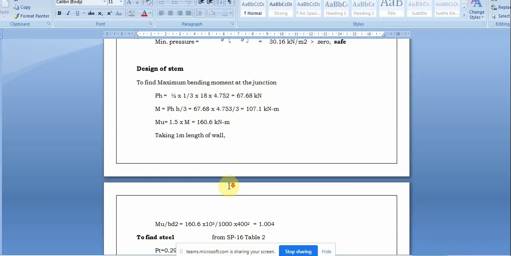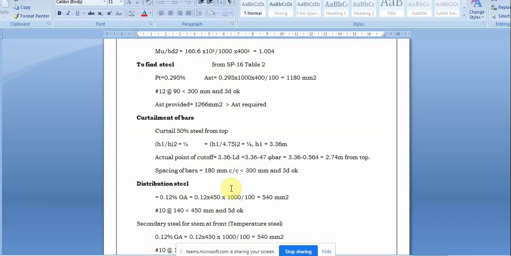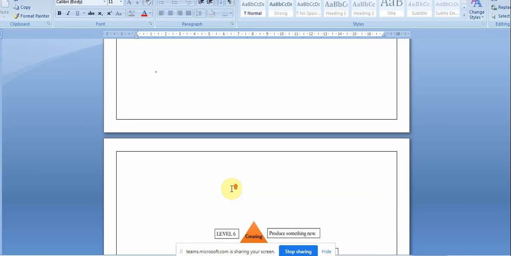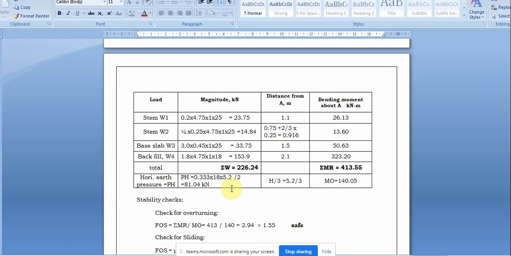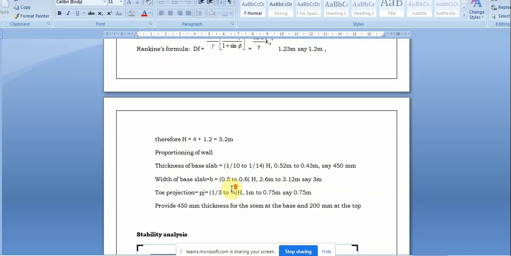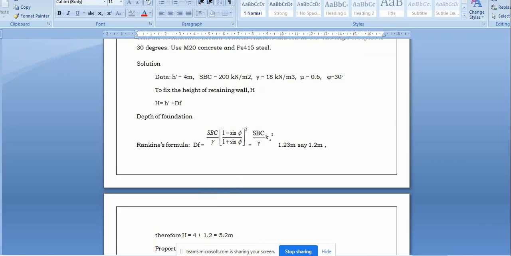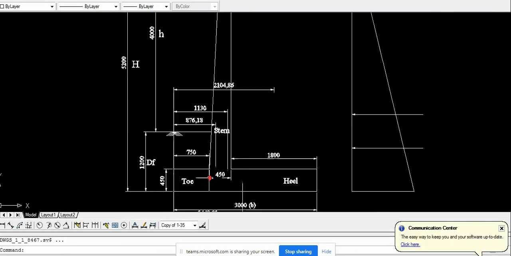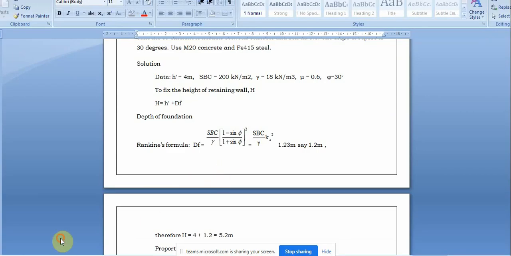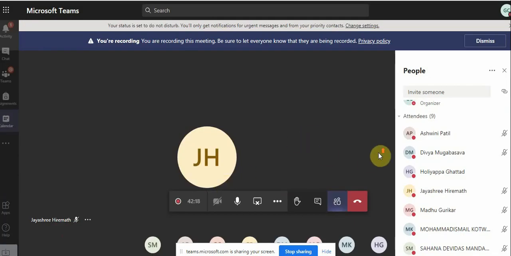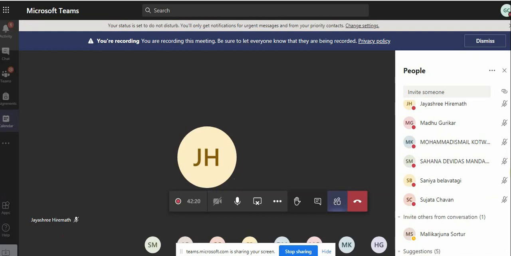So I think today I will stop here only. The design of the stem and design of the heel slab, I will continue in the next class. Today's class we will stop at stability only. Clear? Students, is it clear?